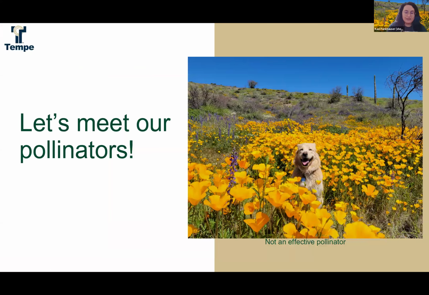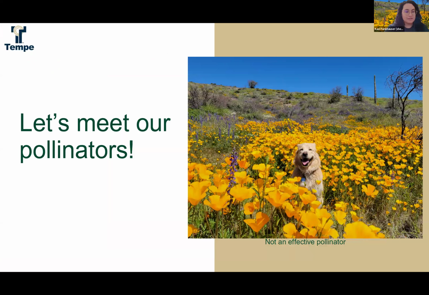So now that we've talked about why local is important, we're going to talk about some of our local pollinators. This is a picture of my dog, Emma. She is not an effective pollinator. However, anything that can carry pollen from one flower to another technically can be a pollinator. So we're not going to write her off the list completely.